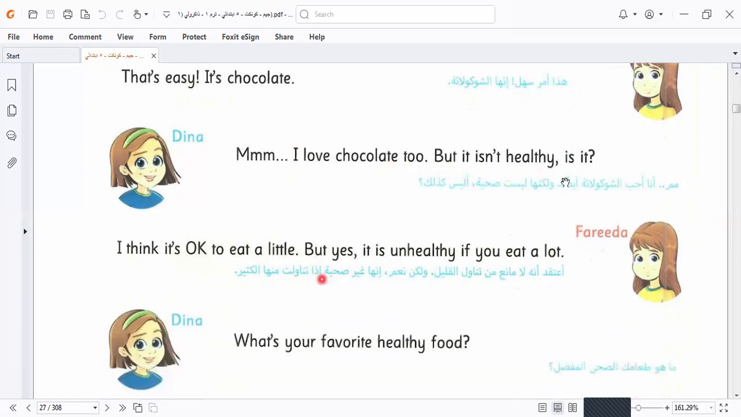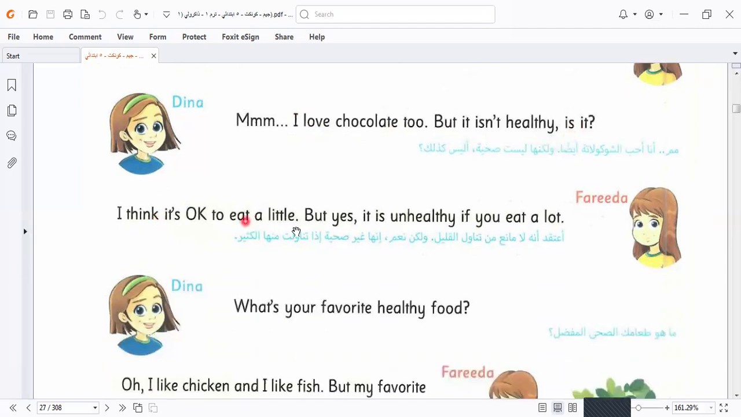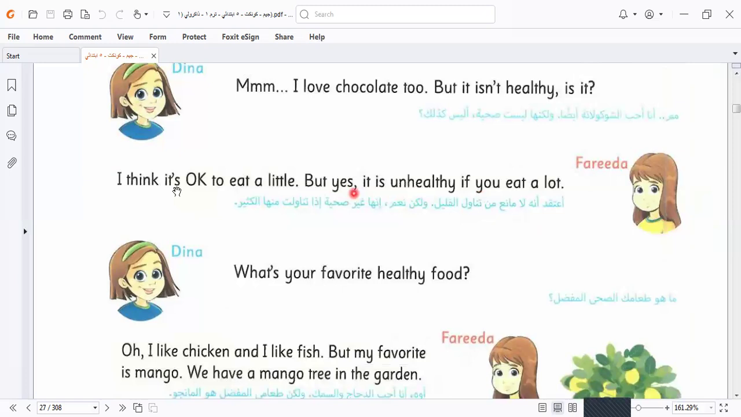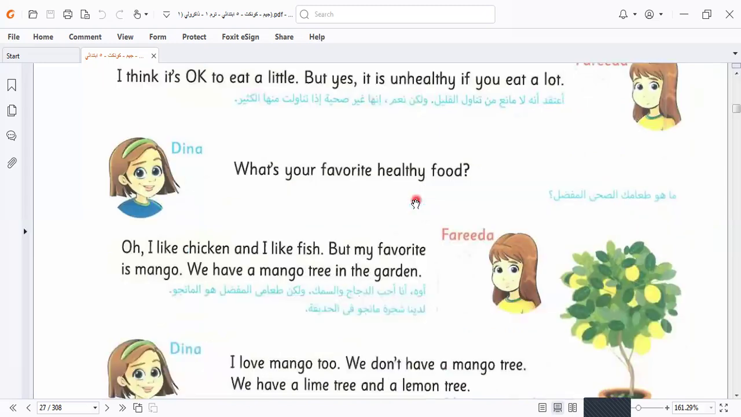So here, as we say, this is called the kitchen cake. I think it's okay to eat a little, but yes, it's unhealthy if you eat a lot. So here's your mother. Her mother says that it's okay to eat a little, but it's unhealthy to eat a lot. What's your favorite healthy food?